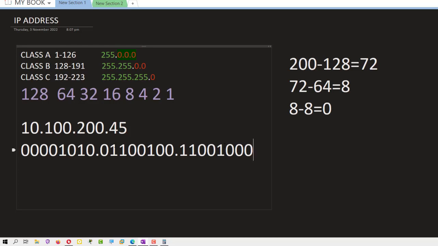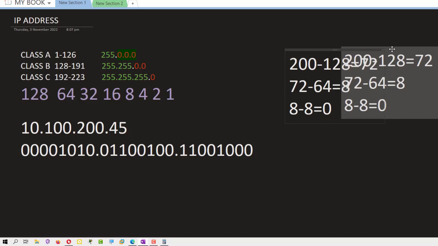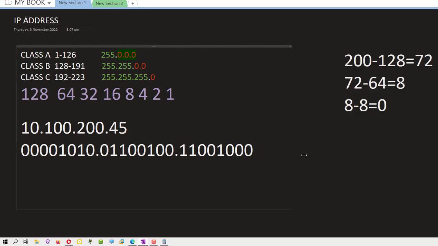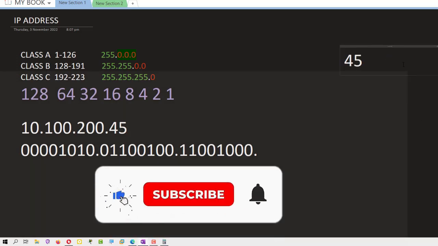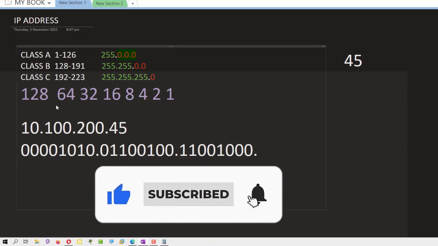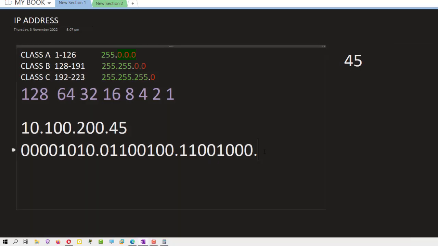So you can see, now my binary is getting longer. So now I'll bring my dots. Now, just like I did for the other numbers, I have to do the same for 45, right? So 128 into 45 is not possible, so I have 0. 64 is bigger than 45, so I'm going to have 0.